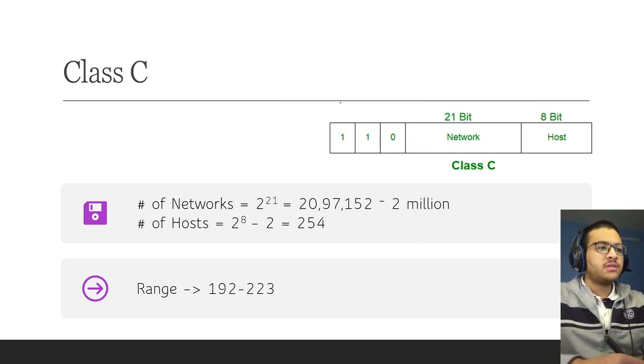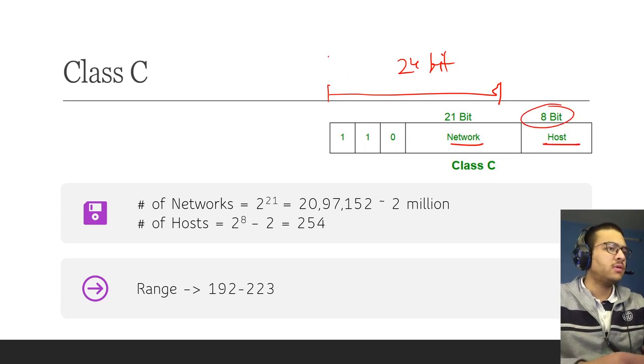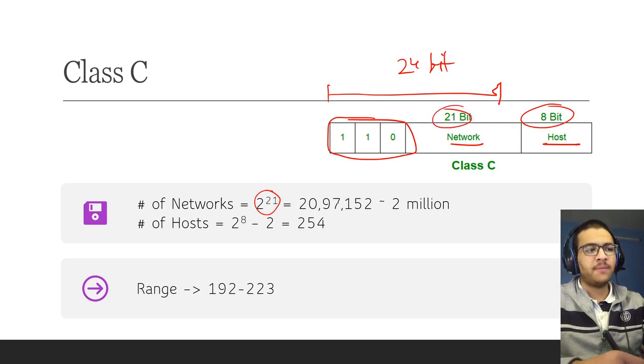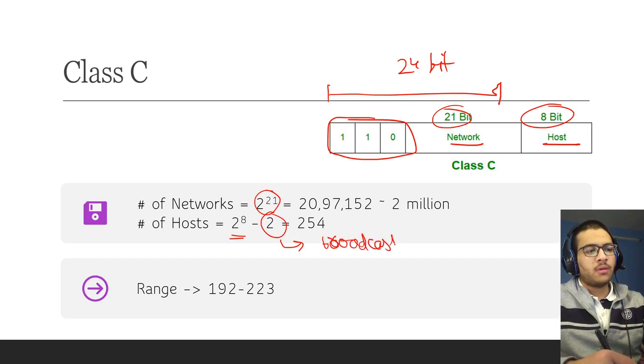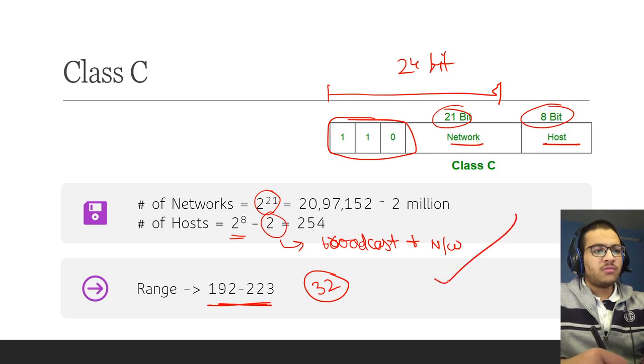So moving on to the C class, you can see that we have increased it again by 8, so it will be 24 bits for the network and 8 bits for the host. The first three bits are reserved, hence we have 21 bits left for the number of networks. For the host we have 2 raised to 8 minus 2, same logic, for the broadcast and the network ID itself. The range of this one is 192 to 223. So these are the three classes that are most commonly used.